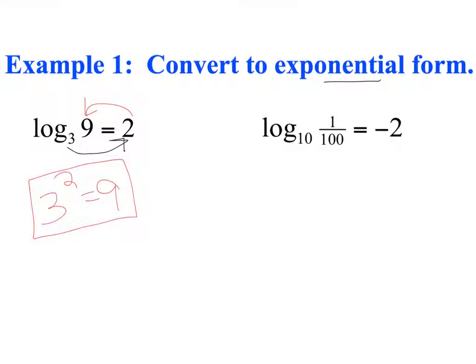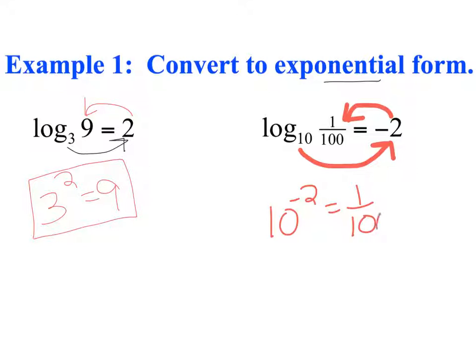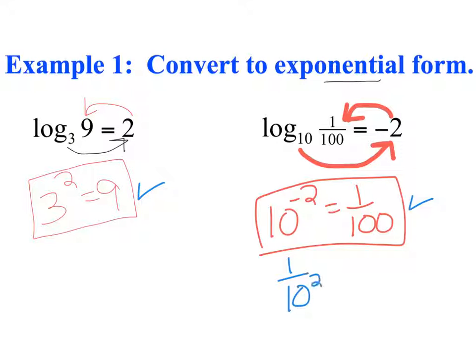Okay, let's look at the next one. Use your arrow trick. Base of 10 to the second. Okay, that pen is way too fat. Let's try a different size here. So 10 to the negative 2 equals 1 over 100. And once again, remember these should make sense, right? 3 squared is 9. 10 to the negative 2 is the same as 1 over 10 to the positive 2. 10 squared is 100, so that is equal to 1 over 100. So they do make sense.